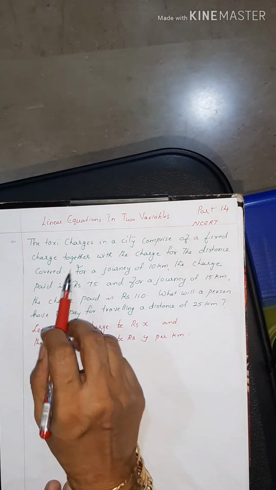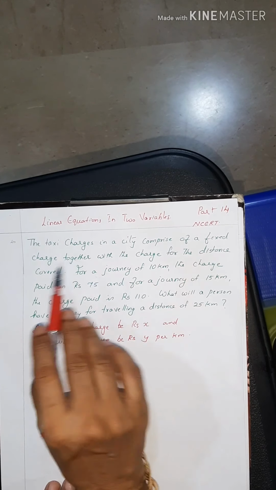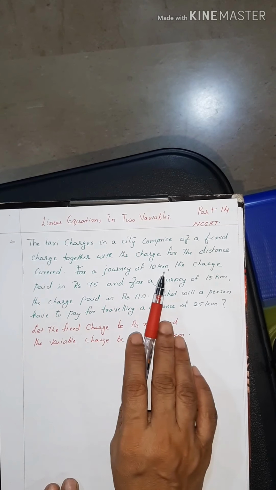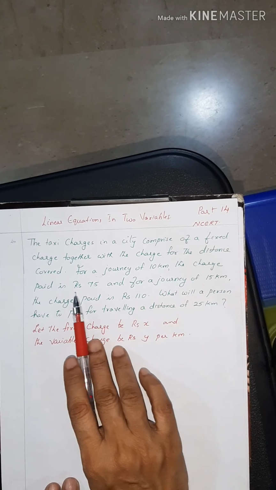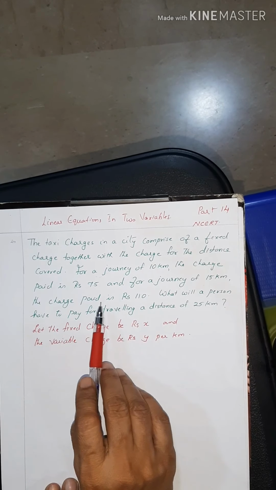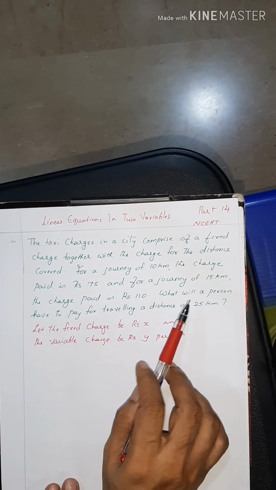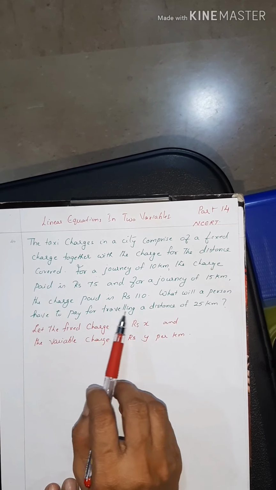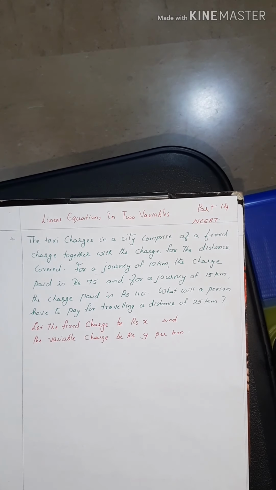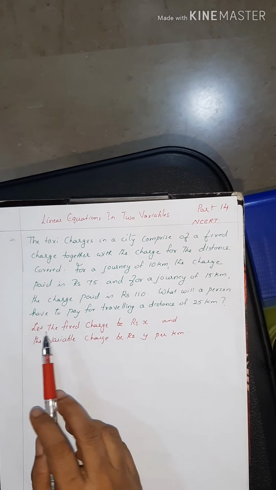So, the taxi charges in a city comprise of a fixed charge together with the charge for the distance covered. For a journey of 10 kilometers, the charge paid is rupees 75, and for a journey of 15 kilometers, the charge paid is rupees 110. What will a person have to pay for travelling a distance of 25 kilometers? We have done a similar problem in the starting of this chapter.